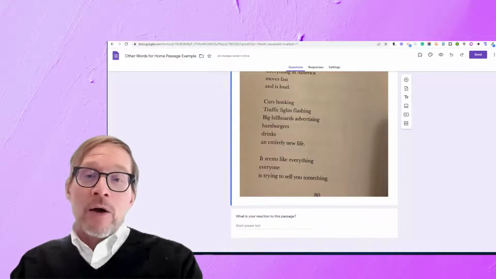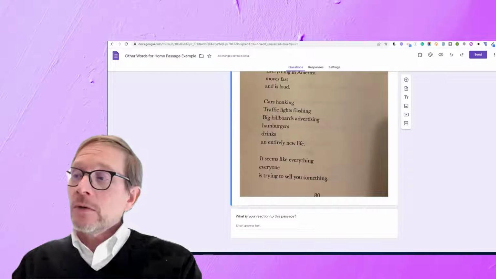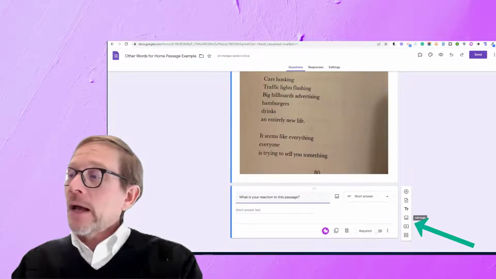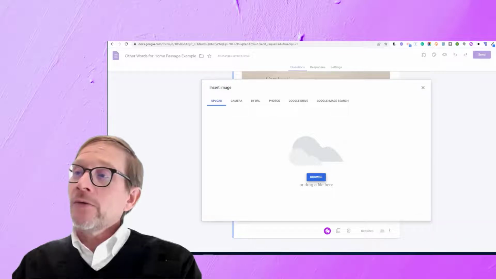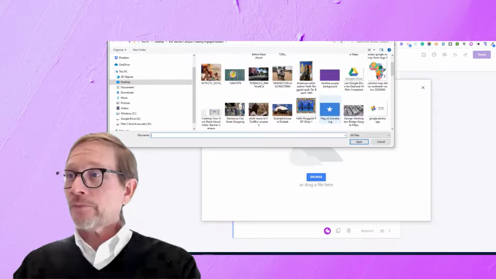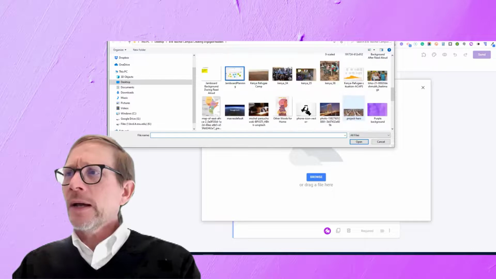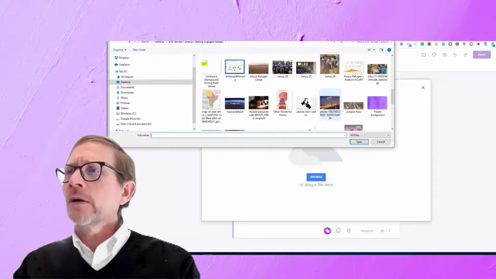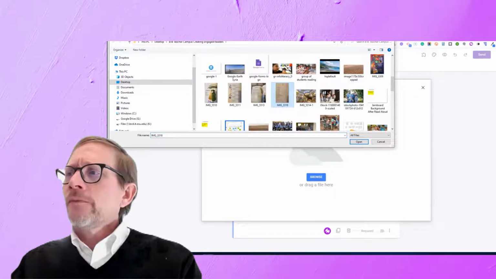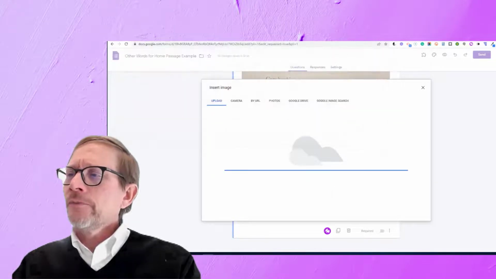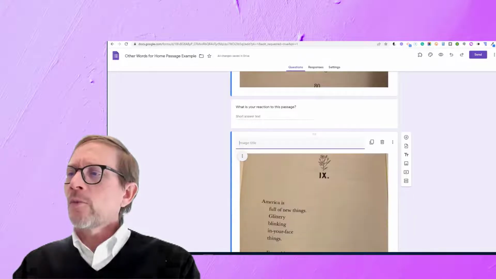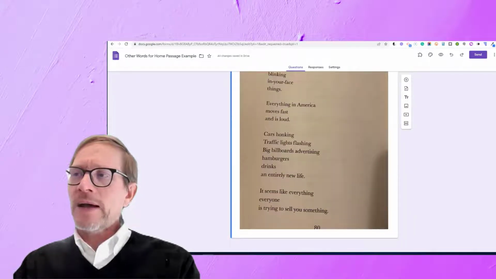Now I can add other passages. So, I could go and add an image, browse, and it'll pull up my images, and I could locate the other passage. I've got quite a few in here, and there's one. And I just say open, and there it brought in another passage.